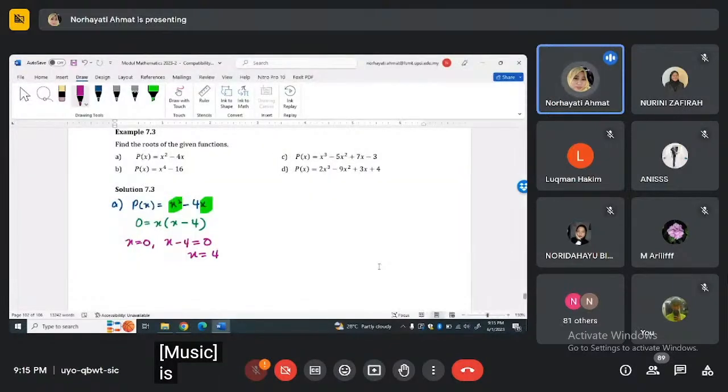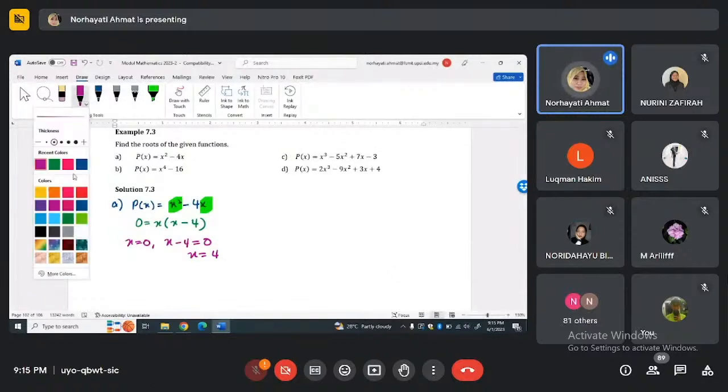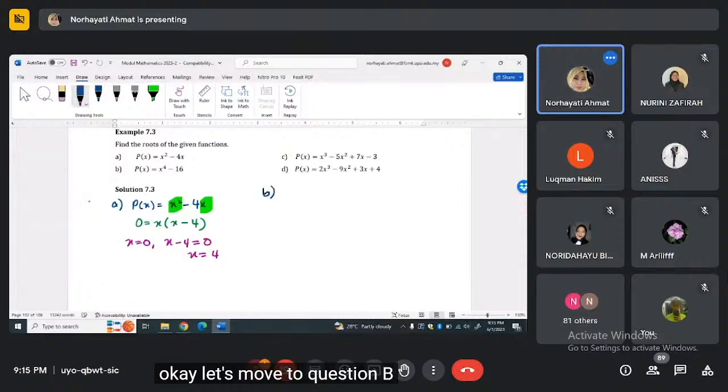Ada soalan? Okay, tak ada, kita teruskan. Selagi tak ada soalan, kita teruskan. Okay, let's move to question B.